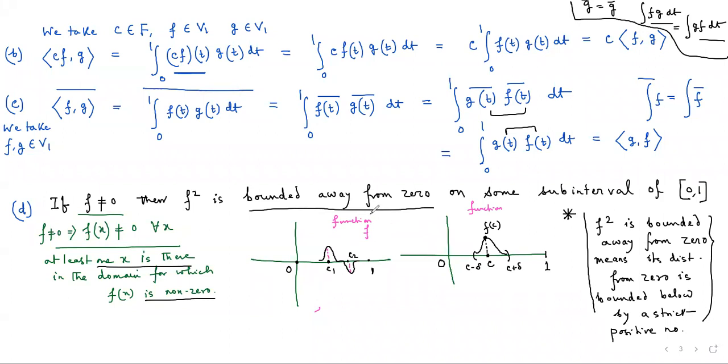Now, this is all about the function f. When it is about the function f square, when we take the square of the function, it lifts the negative part into the positive part, and we can get either a thing like this, or a thing like this.